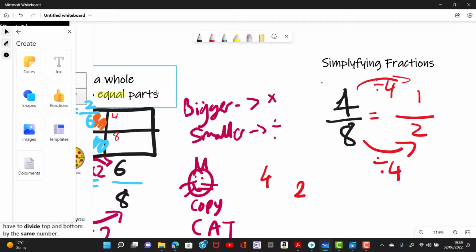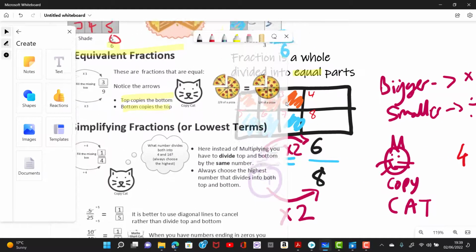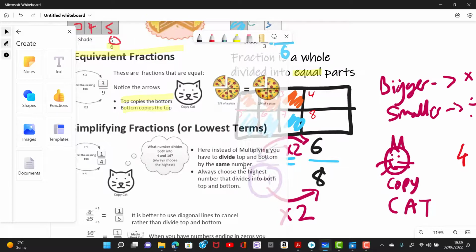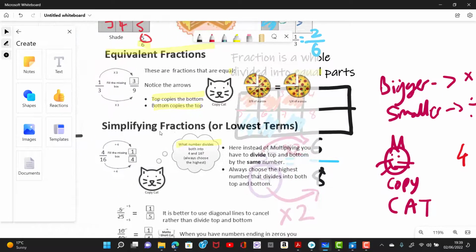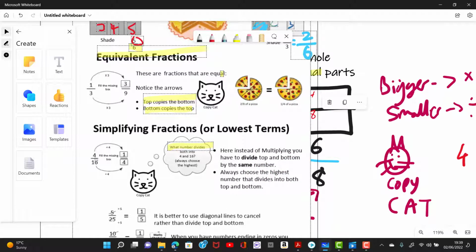Just a quick recap, let's go to the notes. Here, instead of multiplying, you have to divide, and whatever you do to the top, you have to do to the bottom. You have to ask yourself which number divides into both. They used the example 4/16. Whose times table are 4 and 16 in? They're both in the 4 times table. They're also in the 2 times table, but we choose the highest. So you divide both top and bottom by 4, and that simplifies to 1/4.